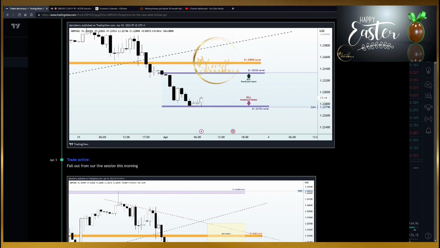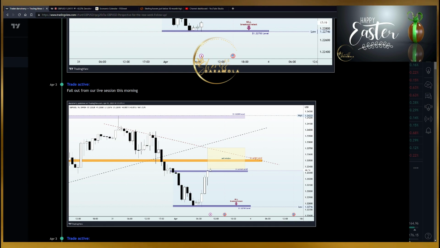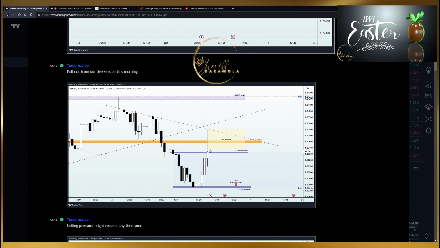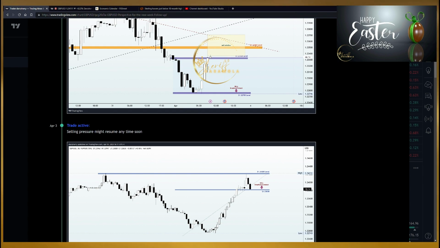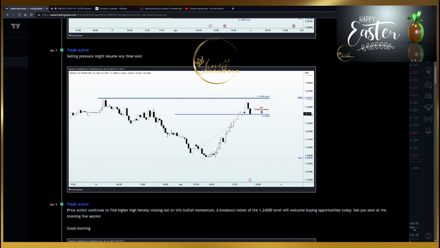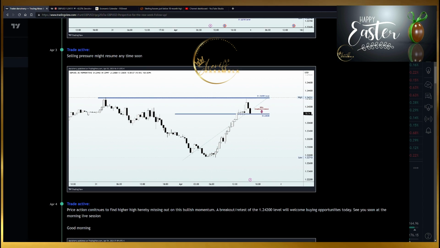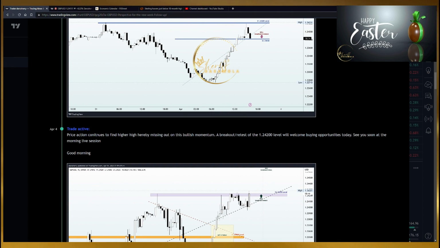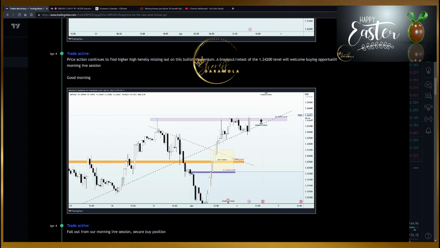But that didn't happen as expected, as we saw price action continue to find higher highs, breaking back above the structures where we were expecting selling opportunities. One thing I laid emphasis on during my YouTube live session on Monday and Tuesday was that, despite the continued bullish momentum here, a breakout of the 1.24200 level would welcome a buy opportunity, as this would have negated all the sell positions around that resistance line.